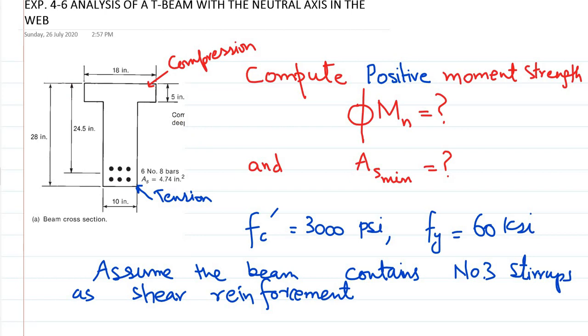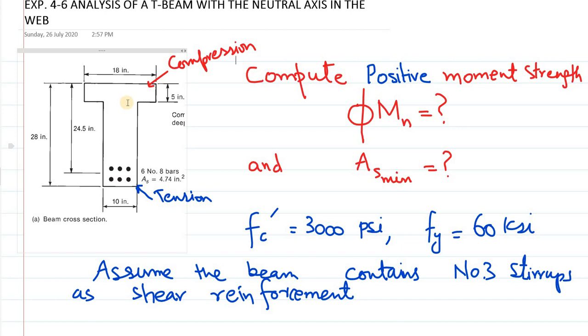Just for the sake of discussion, if you are given this section and you are asked to determine the negative moment strength, then this beam would behave as if it was not even reinforced, because under negative moment this would be the tension zone, and there is no reinforcement shown over here. So that would be free to crack, and that would be like an unreinforced beam.